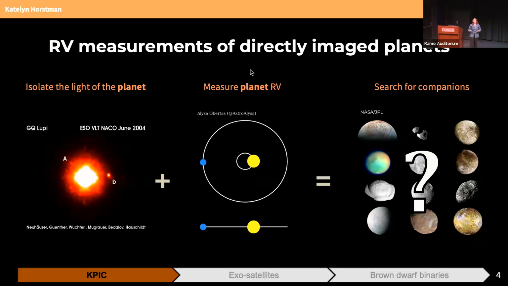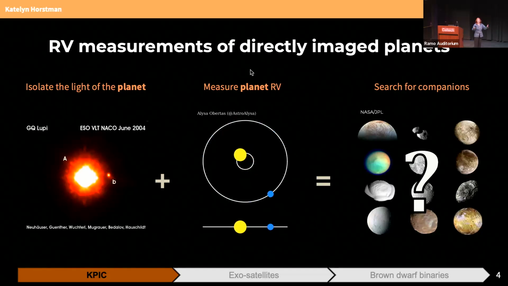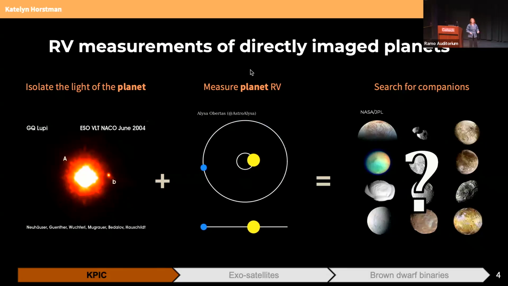And so for these RV measurements of directly imaged planets, we're really able to leverage the fact that we can isolate the light from the planet itself and look at its planetary spectrum. So how we look for planets around stars using the radial velocity method, we can look for moons around planets by looking at the planetary spectrum itself and seeing if there's a Doppler shift. And this allows us to leverage high-resolution spectroscopy, high-contrast imaging, and radial velocities all at once.